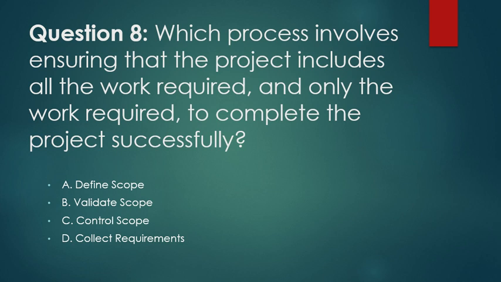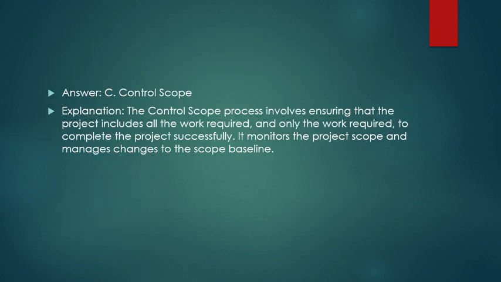Question 8. Which process involves ensuring that the project includes all the work required and only the work required to complete the project successfully? Define scope, validate scope, control scope, or collect requirements. Answer is control scope. The control scope process involves ensuring that the project includes all the work required and only the work required to complete the project successfully. It monitors the project scope and manages changes in the scope baseline.